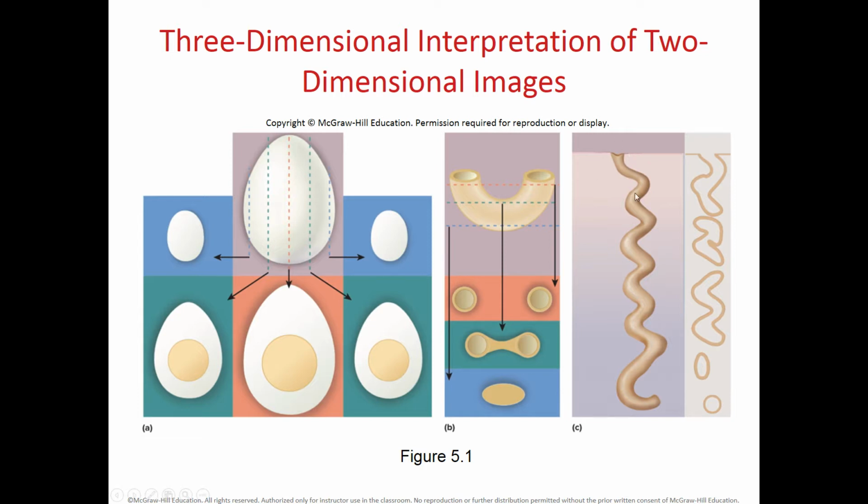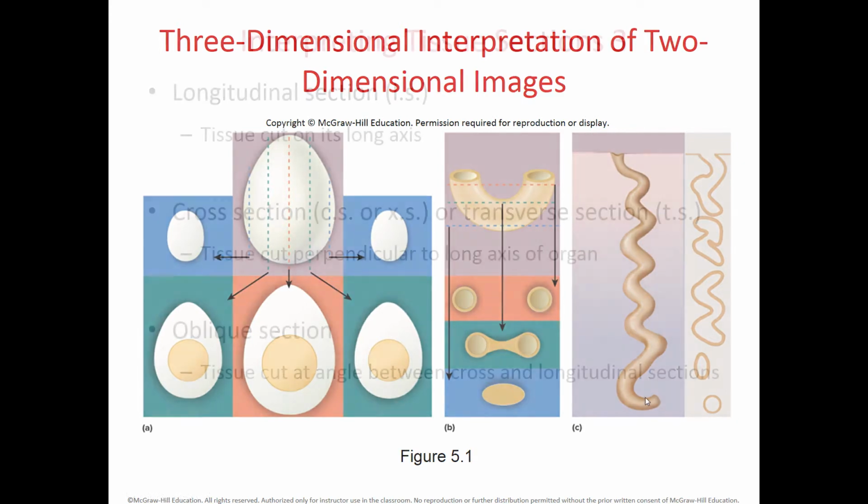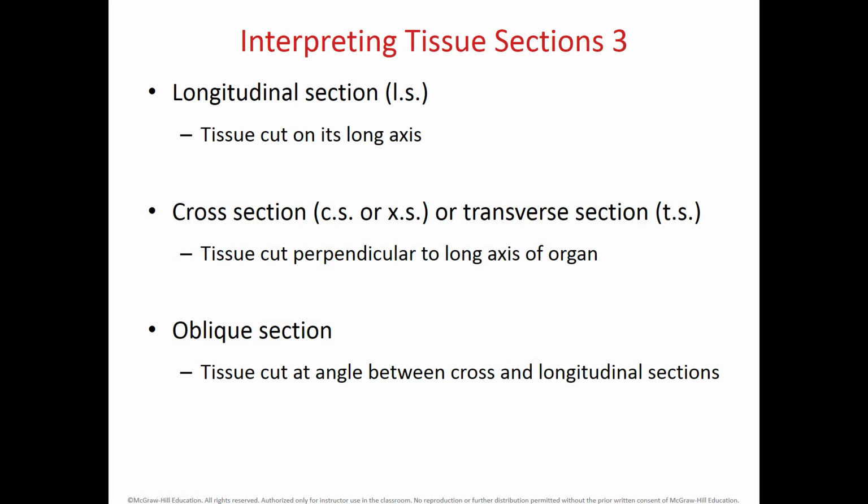Now, if you make a section of this coiled gland in a longitudinal section, which is along the long axis, you will see parts that look like a spiral, and some parts that look separated like this. And if you don't know the complete structure, like in this left side of the C panel, you won't be able to tell that this is actually a continuous duct. So we have then different sections for interpreting tissues.